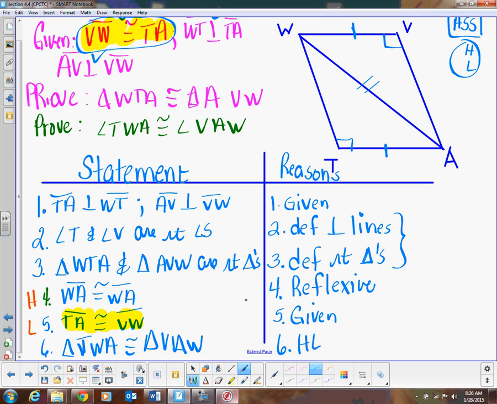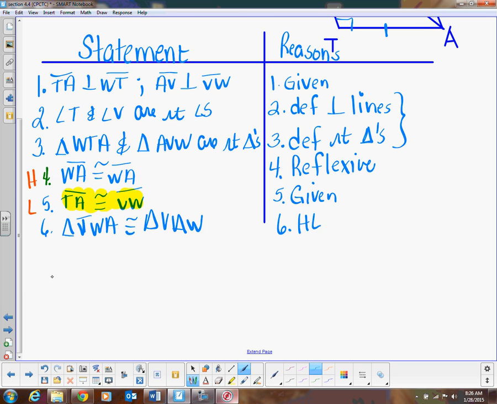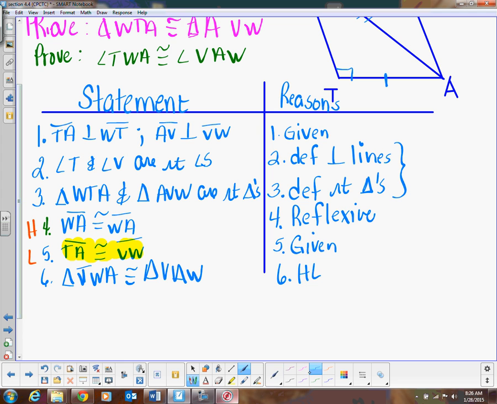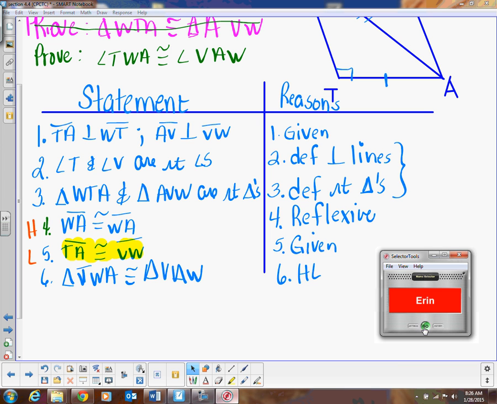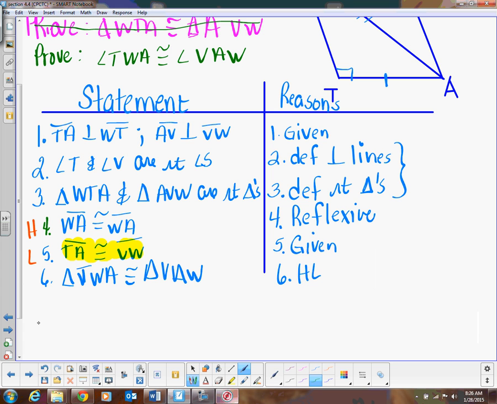All right. On your homework, you were finished. This finishes your homework. But tonight, it will not. And remember, tonight, you will not see that. So what will my final step be? Aaron? Oh my. Aaron, what's my final step? Angle TWA is congruent to angle VAW. What's the reason, Aaron?